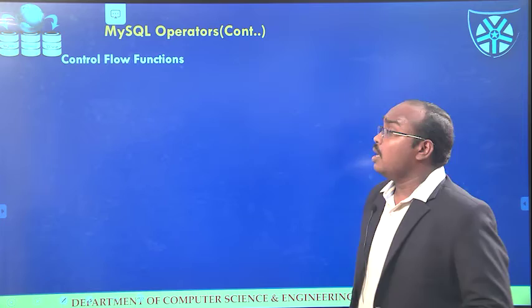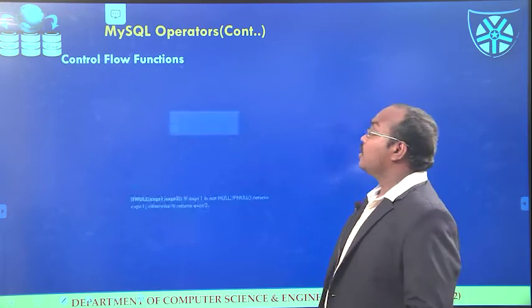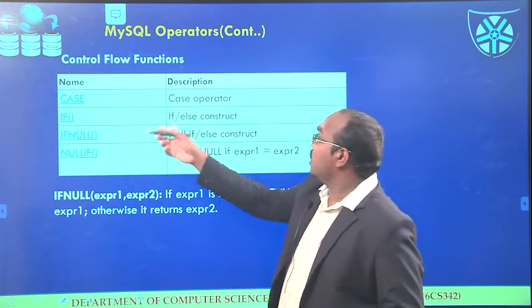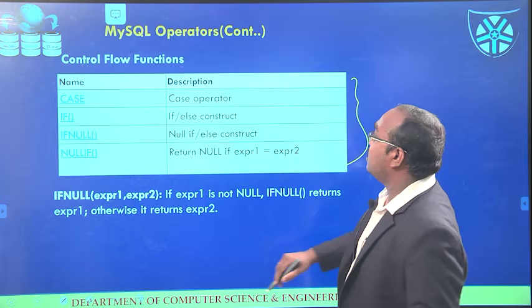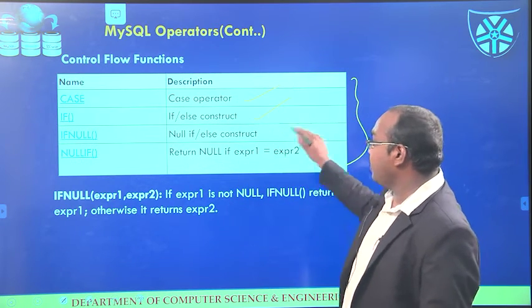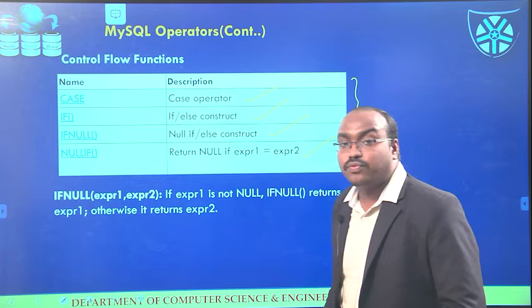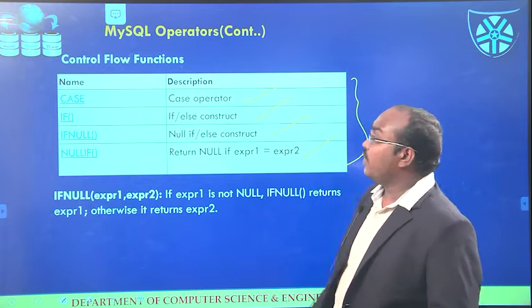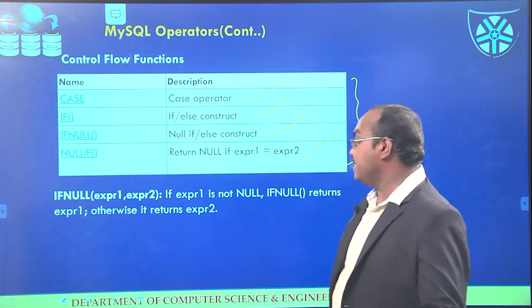And the next one, control flow functions. So these are the control flow functions. The first one is the case operator, and the next ones are the if construction, ifnull, and nullif. So these are the 4 operators for control flow functions. Let us take an example.